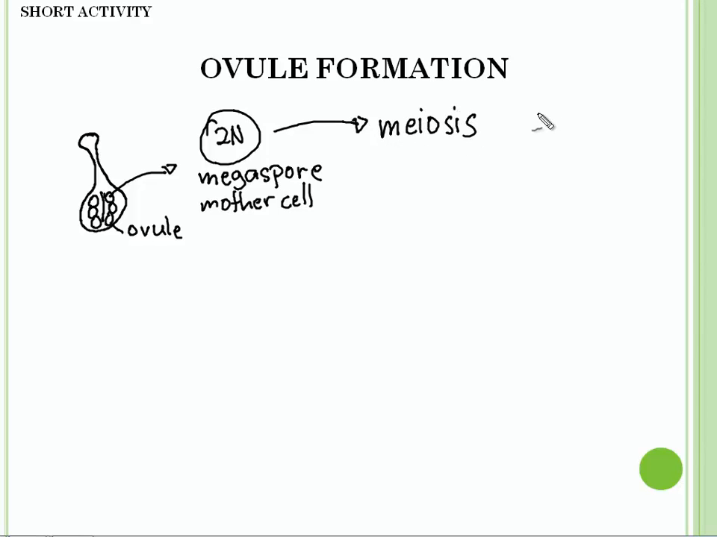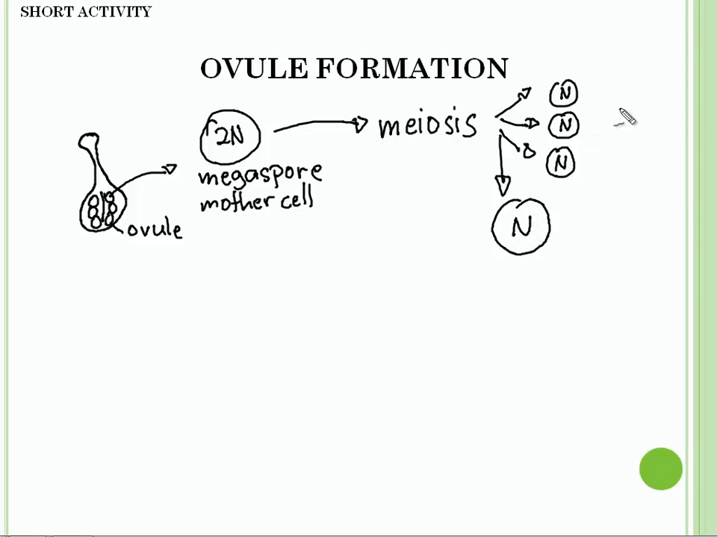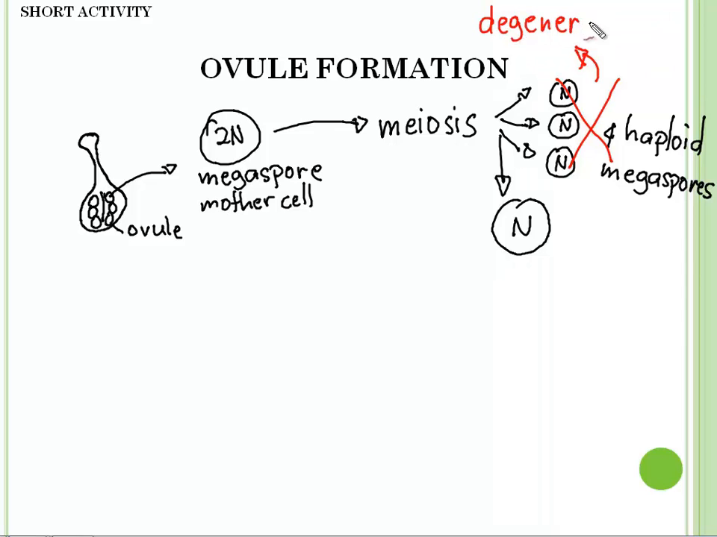But in this case, we have unequal cell divisions. 3 of the haploid megaspore cells are smaller, 1 is bigger. So we label this as 4 haploid megaspores. These 3 here will eventually degenerate, so only 1 will be left to continue the process of gametogenesis.